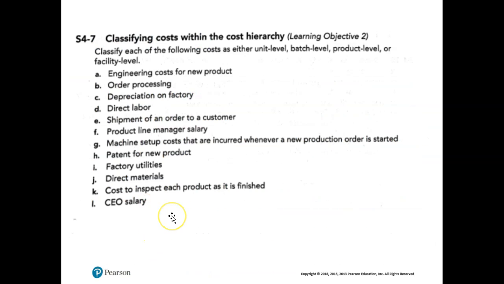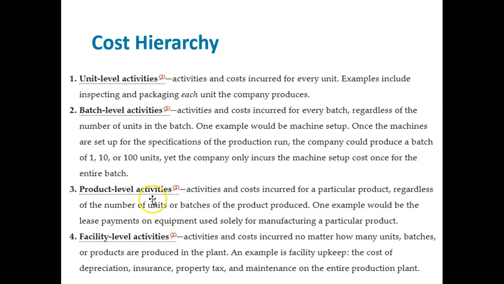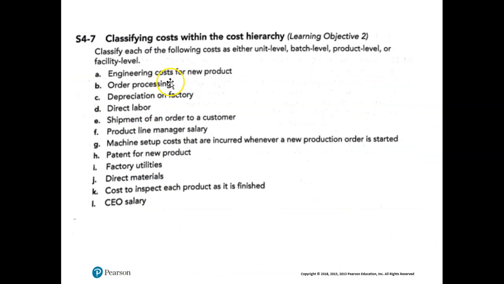So here's an example to classify costs within the hierarchy. So you want to classify these as either unit, batch, product level, or facility level. So engineering costs for new product, that would be product level, okay? Order processing. An order, believe it or not, I think orders are done in batches, okay? Depreciation on the factory would be the facility. Direct labor would be unit. Shipment of an order to a customer.